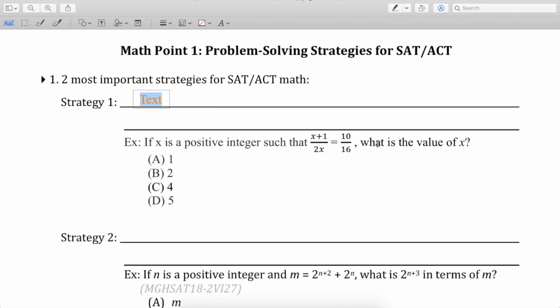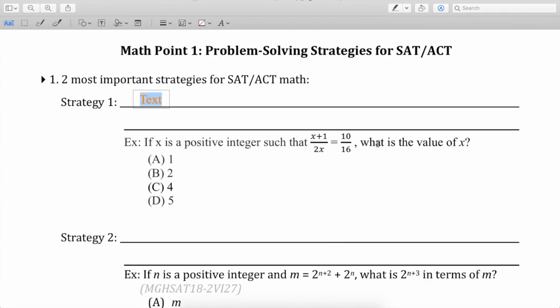Hey guys, this is Alex, and today I want to teach you two super important SAT and ACT math strategies. These two strategies are money, and they will help you with so many SAT and ACT questions, including questions on concepts that you haven't even learned in school.